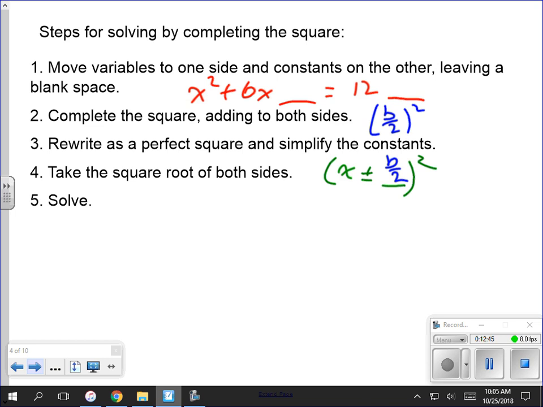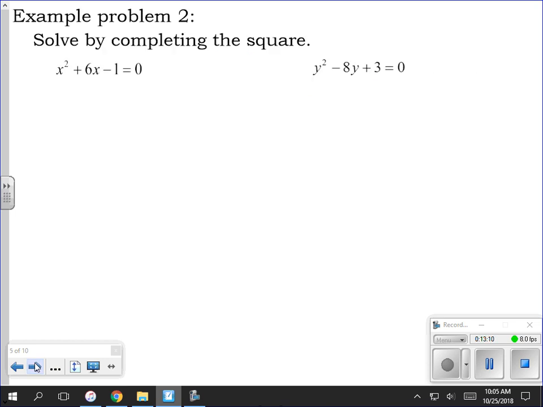Rearrange as needed. Complete the square. Half of b, square it, and that's what you add to both sides. Take that trinomial you now have, rewrite it as a perfect square. And then square root both sides, and then make your final step towards solving. Okay. Any questions on this? So, let's apply that. First step.